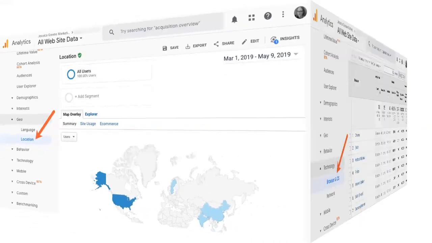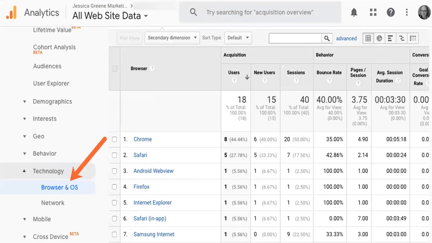Google Analytics also helps you know the kind of browsers that are used to log in to your website and also the operating system, hence allowing you to make modifications that would suit these browsers and operating systems.